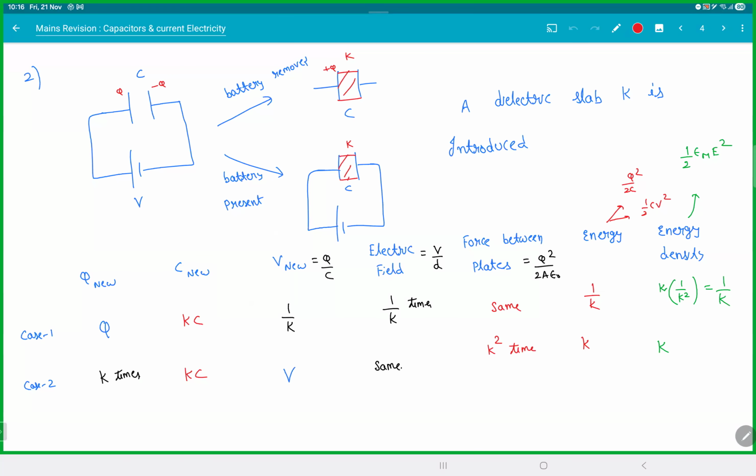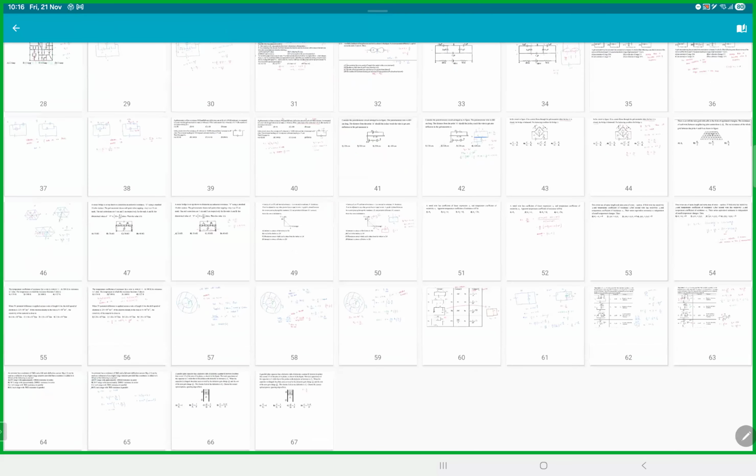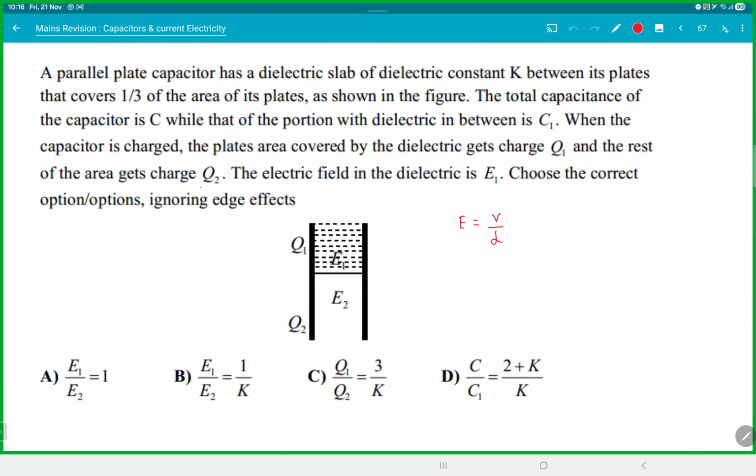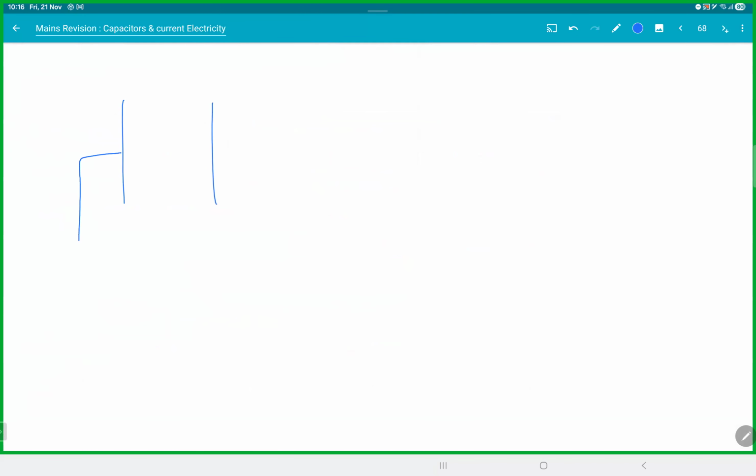Where was that? Do you remember this question? If you see, when you kept a dielectric slab and the potential was maintained, it didn't matter. The potential difference remained the same. So what is happening? I'll tell you. See, let's say you keep an empty capacitor, okay, and you connect a battery V.